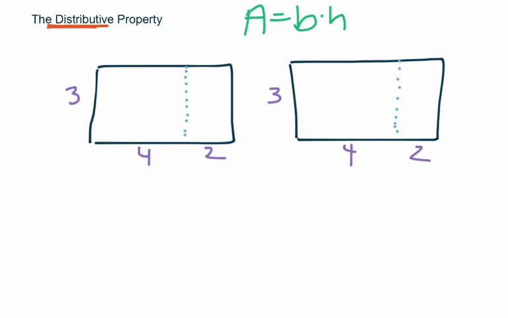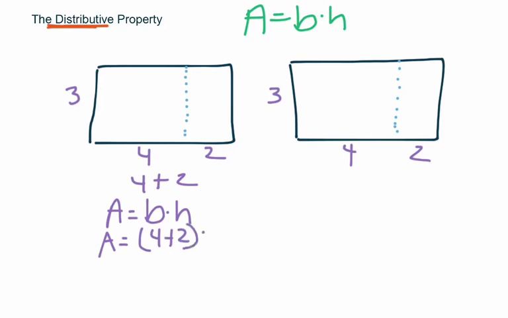On the left, we are going to think of it as one rectangle. Okay, so just kind of hang with me here. That is one rectangle. So the height of the rectangle is 3. The base of the rectangle is 4 plus 2. Now I know you're thinking, well, that's 6. Yes, I know it's 6, but for now, keep it as 4 plus 2. So if the area is the base times the height, then this would be 4 plus 2 times 3.